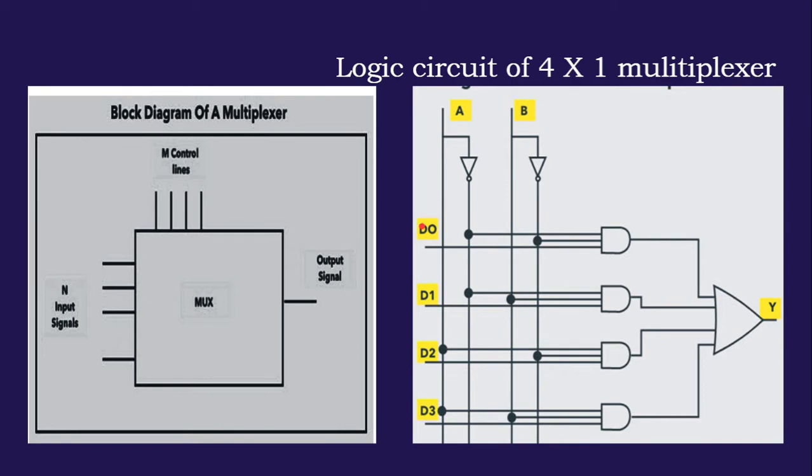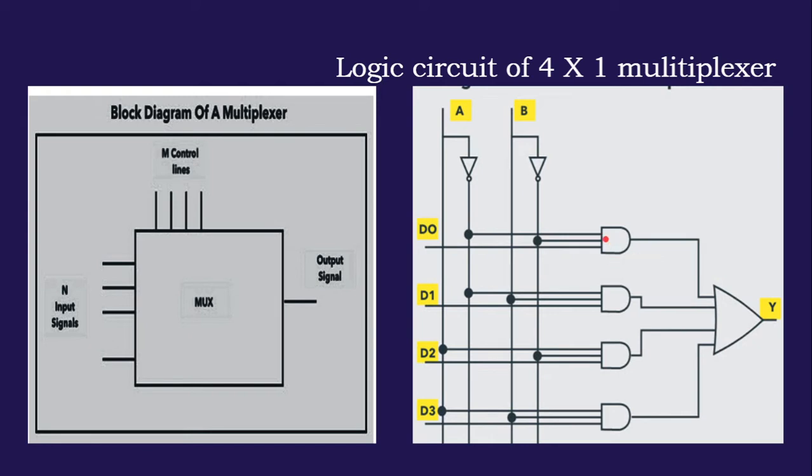So what are the 4 combinations? A is 0 and B is 0, then 0, 1, then 1, 0, and 1, 1. Accordingly we can see here there is a normal variable and a complement variable: this is input A and this is A bar, and this is input B and this is B bar. Based upon the input lines and the possible combinations, the control lines, the output will be generated.